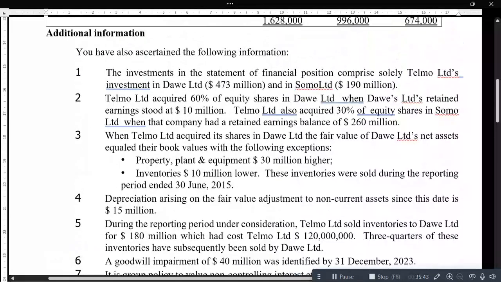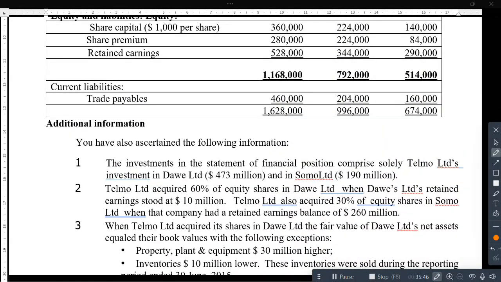When you go here on note 1, when we check on our note 1, the investment in statement of financial position comprises solely Teremo Limited's investment. This investment in Dawe Limited of 473, and the one for Teremo Limited 190. They may not tell you that this is purchase consideration. Sometimes they can say maybe Teremo Limited acquired shares in K Limited and paid 400,000 million. So once someone says that it is direct, because purchase consideration can be in form of cash, can be in form of share exchange, can be in form of third payment, among other things.